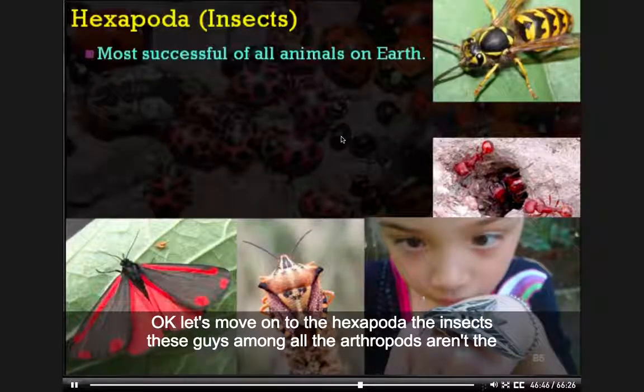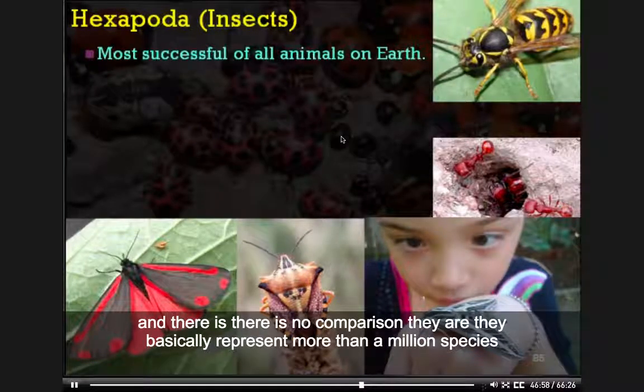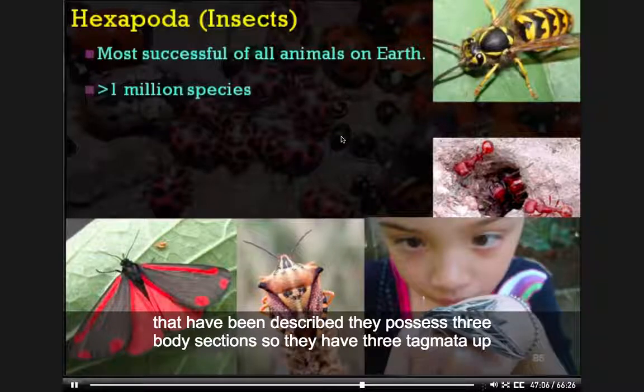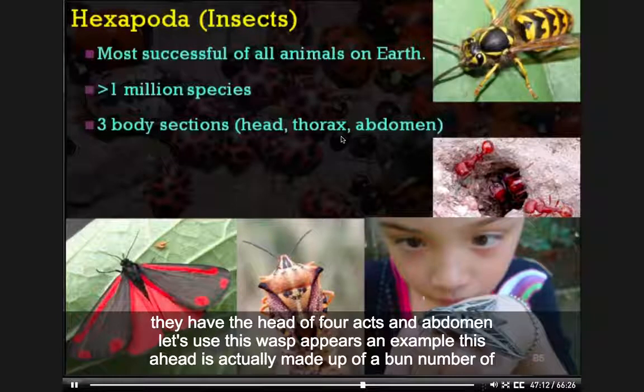Okay, let's move on to the hexapods, the insects. These guys, among all the arthropods, are the most successful group of animals on the planet by far. And there is no comparison. They represent more than 1 million species that have been described. They possess 3 body sections, so they have 3 tagmata. They have a head, a thorax, and an abdomen.